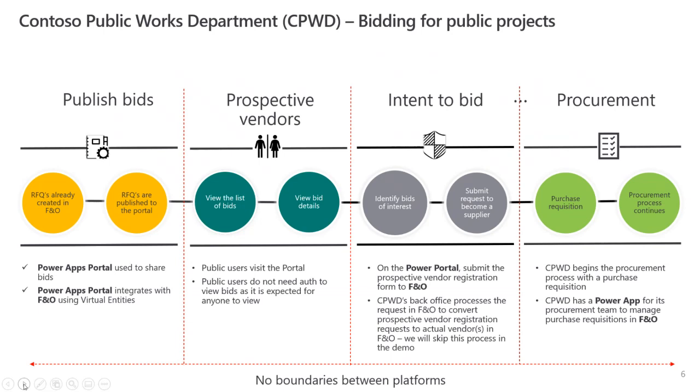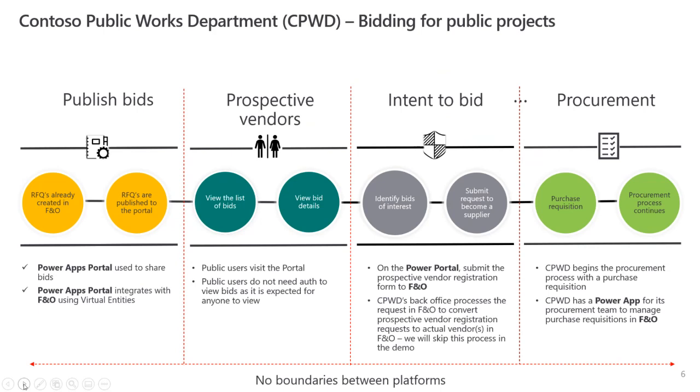Anyways, so we start this scenario out by publishing RFQs out to the portal by using virtual entities. So I've enabled a handful of virtual entities in my finance and operations environment and my related common data service. And when I create those RFQs, they automatically appear out in the portal. Then I've got vendors and prospective vendors who can go browse that public portal site and see the details.